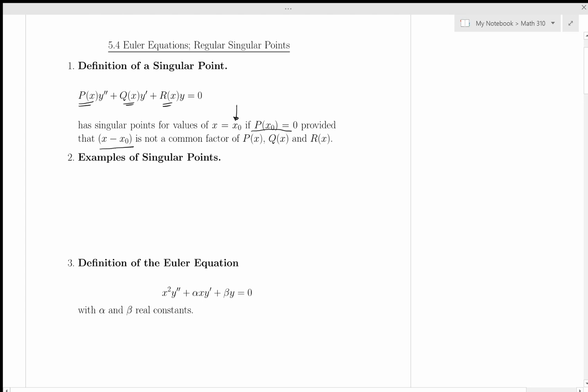Let us just look at some examples. I think this will become really clear. Let us also just recall in the last lecture we talked about series solutions near ordinary points. So just to remind ourselves, non-singular points are called ordinary points.